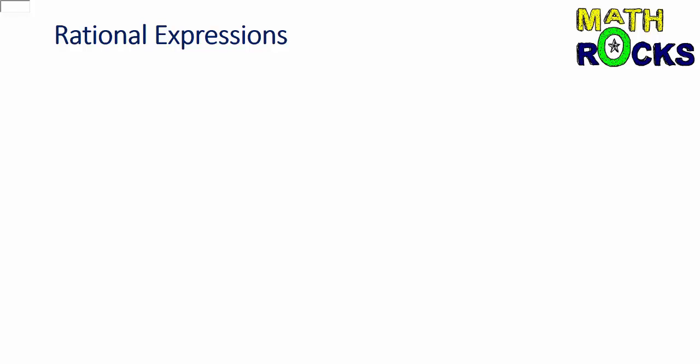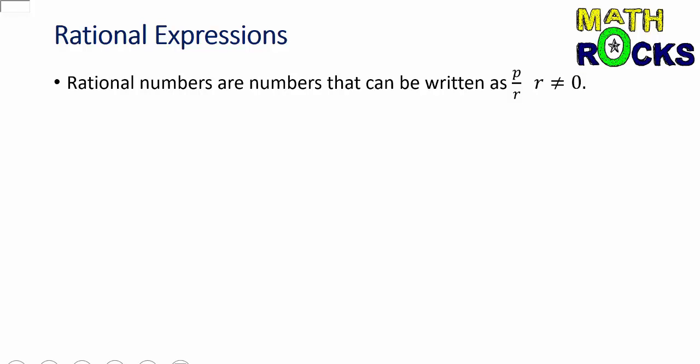In this lesson, we're going to learn about rational expressions. Rational numbers are numbers that can be written as a fraction p over r if r is not equal to 0. Examples: 5/7 or 12/5 or 3/27.